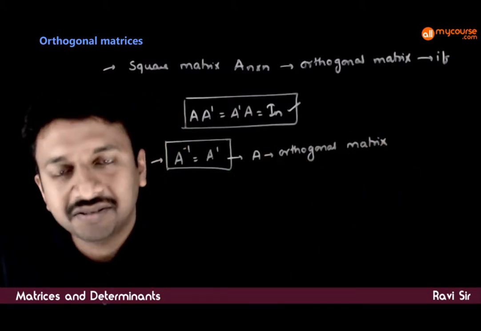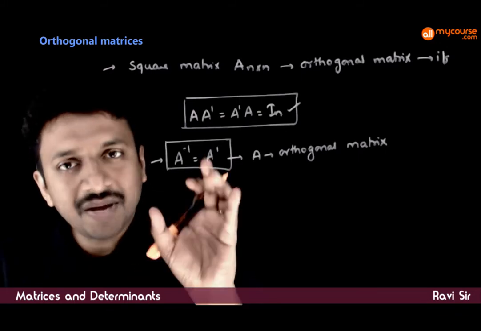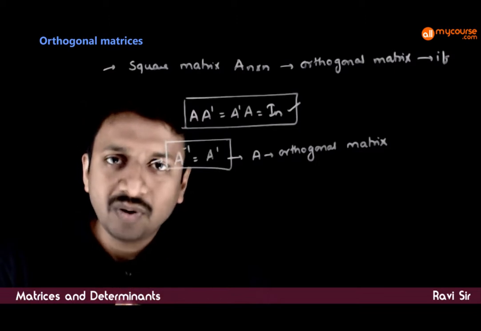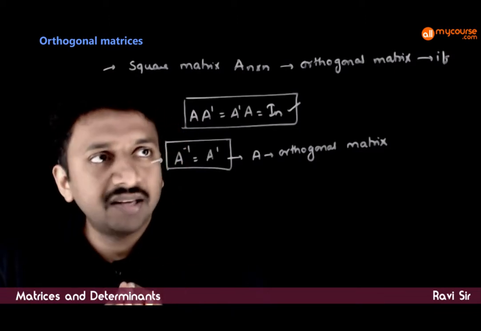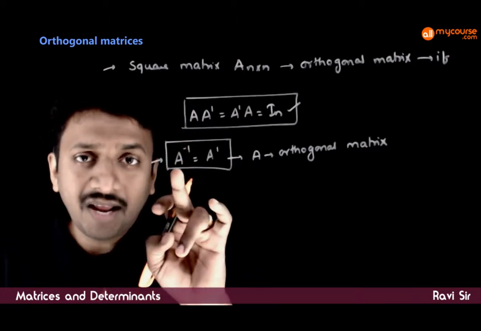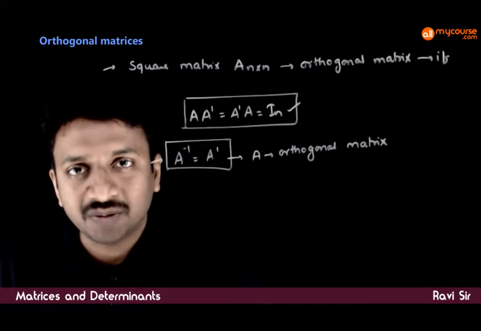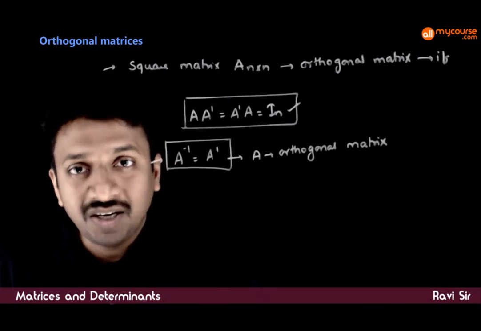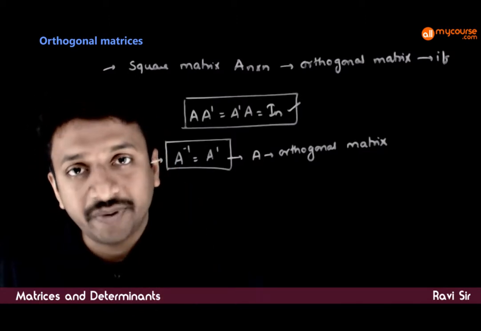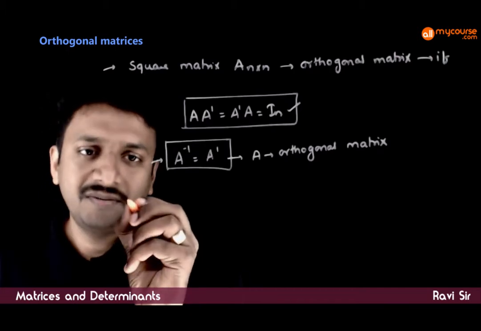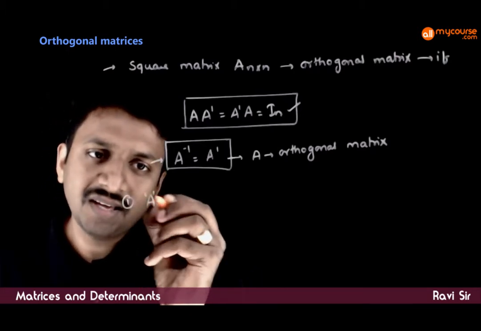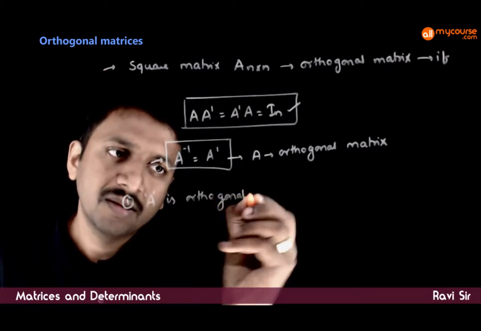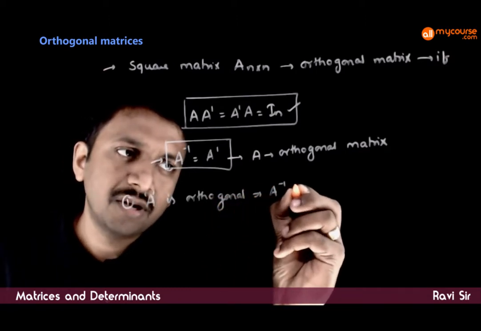So this is the basic definition of an orthogonal matrix. A times A transpose is equal to A transpose times A is equal to I, or A inverse is equal to A transpose. So what are the important properties that you need to keep in mind with respect to orthogonal matrices? First, if A is orthogonal, it implies A inverse is also orthogonal.